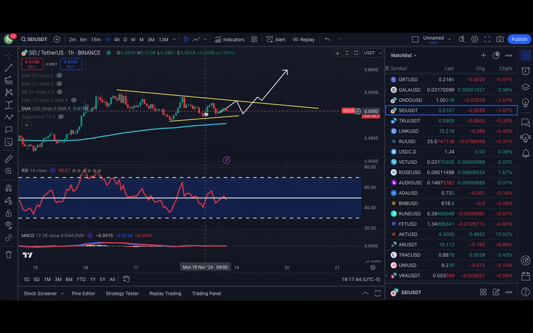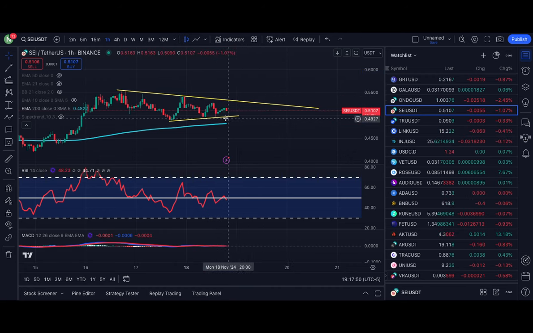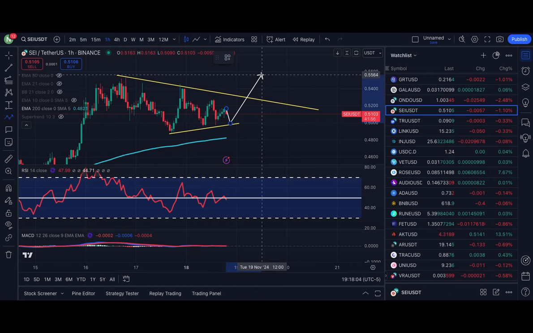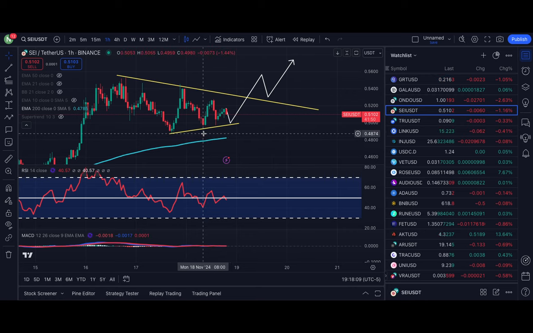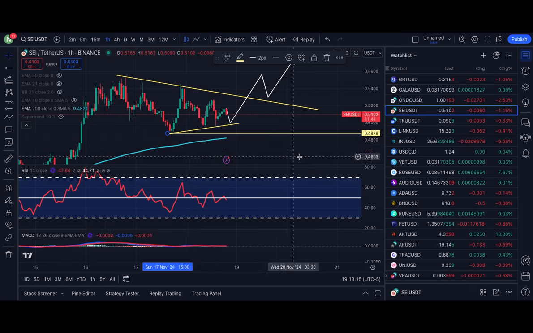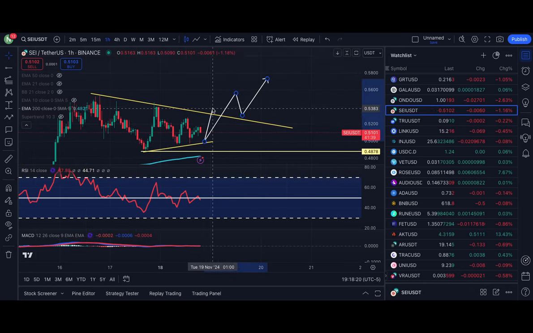So I was looking at SEI, and I was trying to take advantage of it in the short term. There's only two ways for me to get into a position. Either I wait for this breakout, or I wait for a pullback to retest this trend line right here. I'm waiting for the retest. I'm getting into a position right here, and I'm putting my stop loss right below 48 cents. Putting my stop loss right here, right below that. I'm getting in up here. This is where I'm getting in.